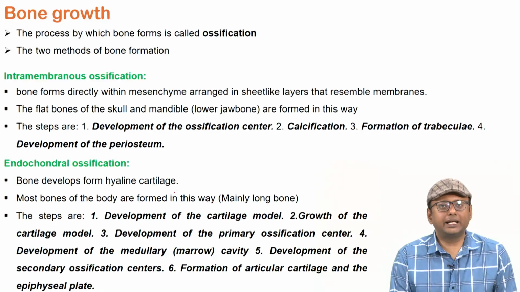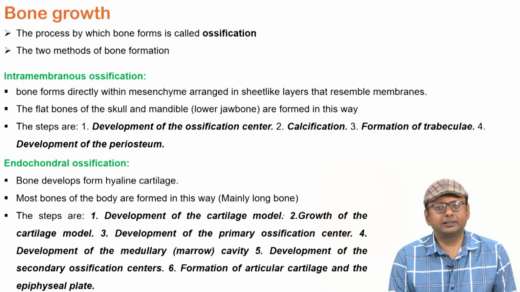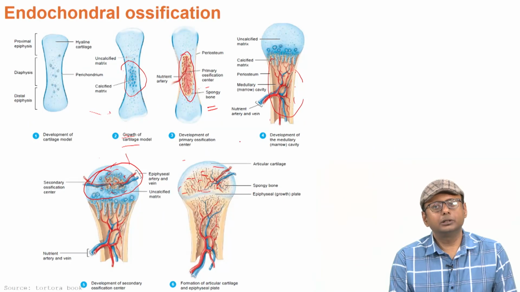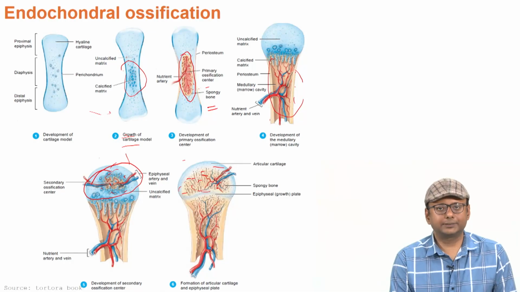What are the different stages of endochondral ossification? The development of the cartilage model, then the growth of the cartilage model, then development of the primary ossification center, development of the medullary cavity, next the development of the secondary ossification center, and finally formation of the articular cartilage and the epiphyseal plate. We will see how it happens. Through calcification, it grows into a full bone where both yellow marrow and red bone marrow start.